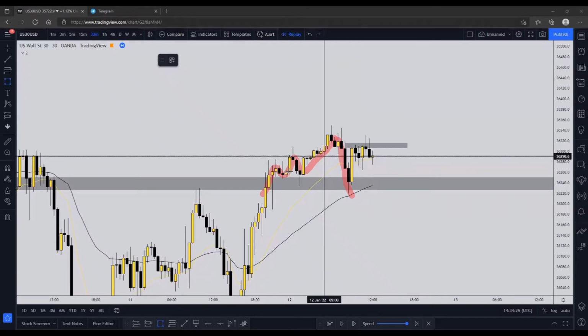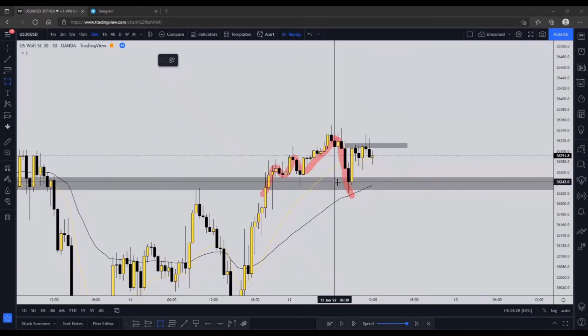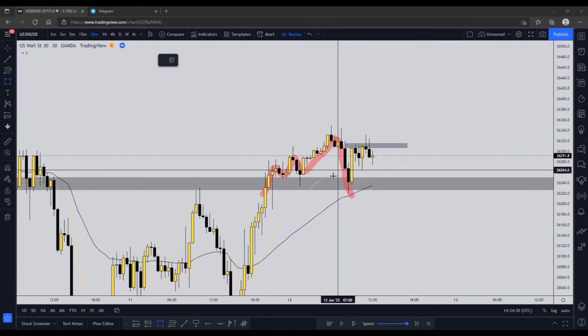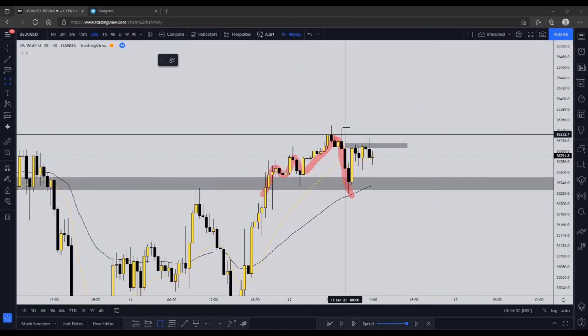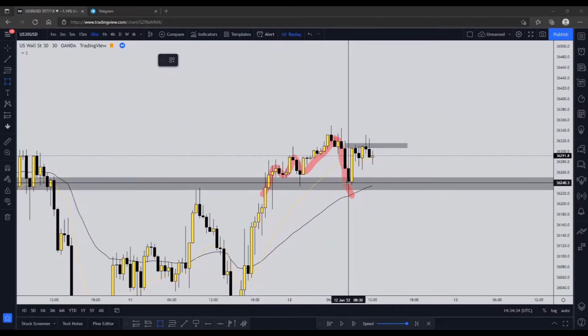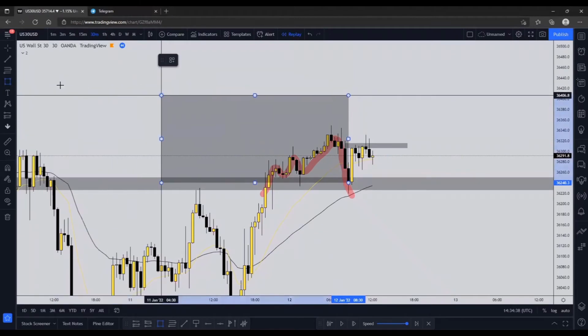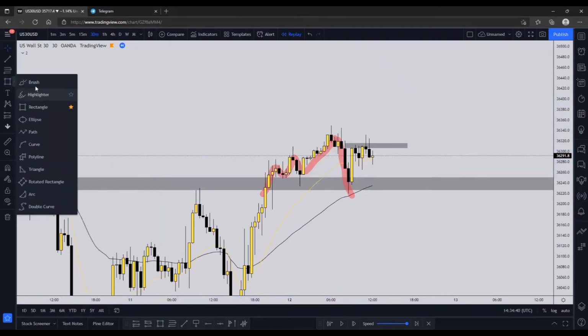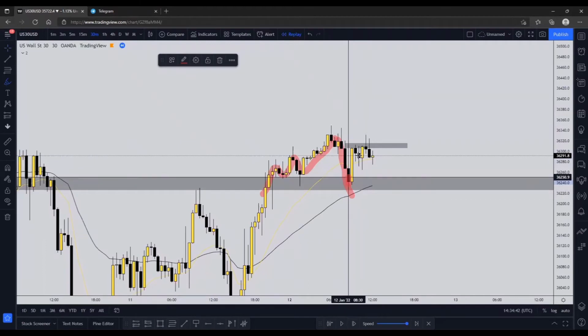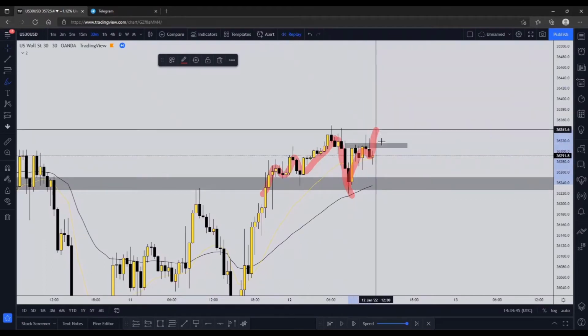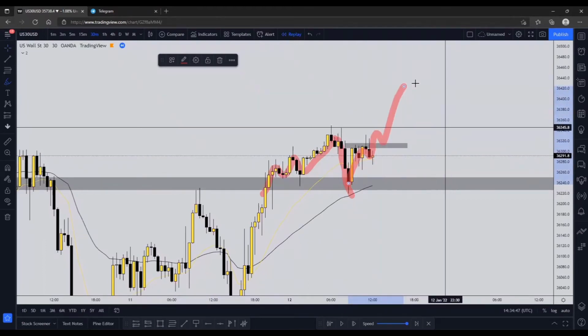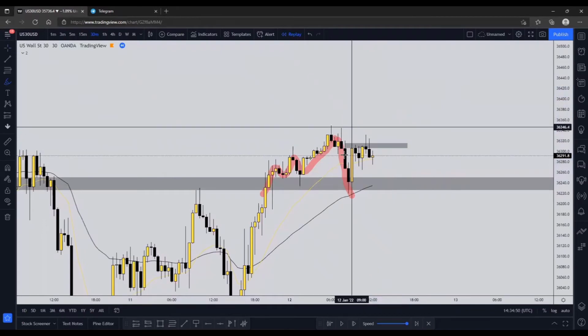Okay, so anyways, let me get back to this. So now we can't look for buyers. Why? Because this level is being violated. So what we need to do is wait for something like this before we can take the trade. So that is what I was looking for.